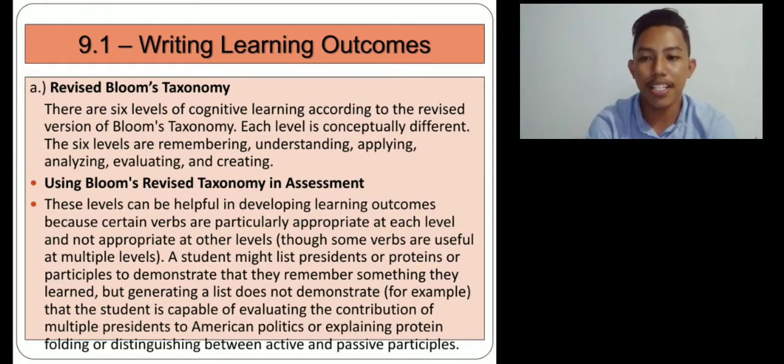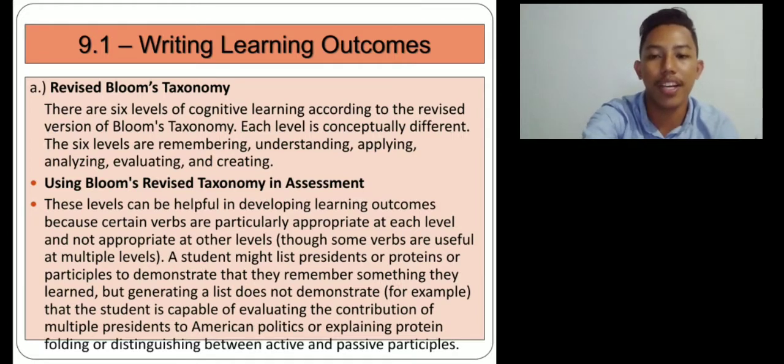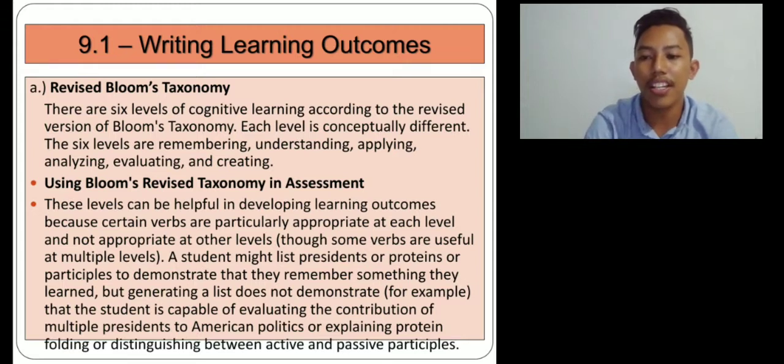So using Bloom's revised taxonomy and assessment, these levels can be helpful in developing learning outcomes because certain verbs are particularly appropriate at each level, and not appropriate at other levels, though some verbs are useful at multiple levels. A student might list precedents or routines or participles to demonstrate that they remember something they learned. But generating a list does not demonstrate, for example, that a student is capable of evaluating the contribution of multiple precedents to American politics, or explaining protein folding, or distinguishing between active and passive participles.